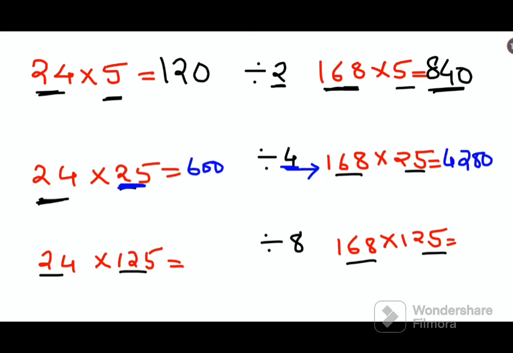Now coming to 125 and 24. You're dividing by 8. So you get 3. And how many digits are there? There are 3 digits, so you will put 3 zeros. Similarly, here also you divide by 8, you get 81. And since there are 3 digits, you will put 3 zeros in front of it.